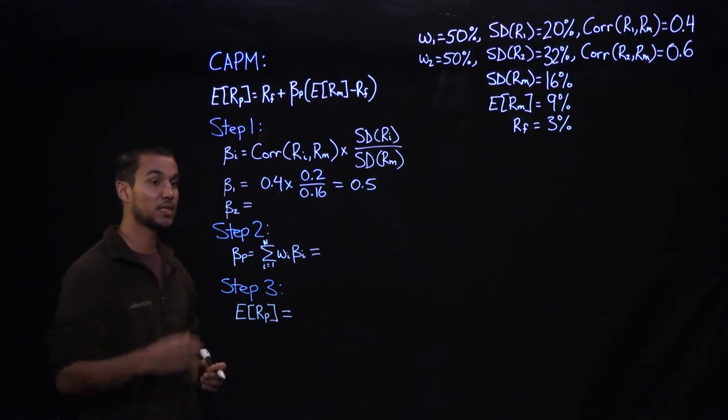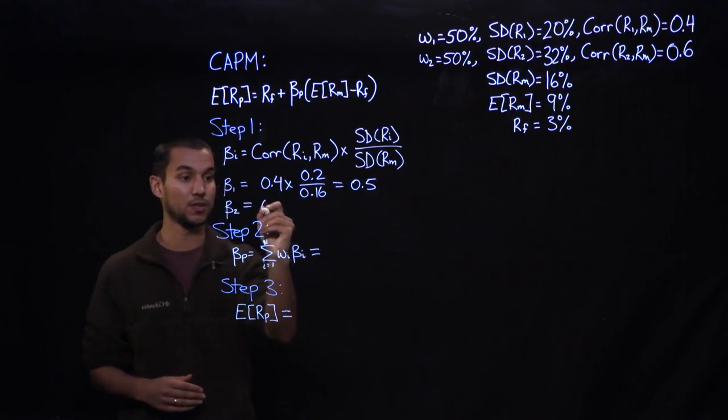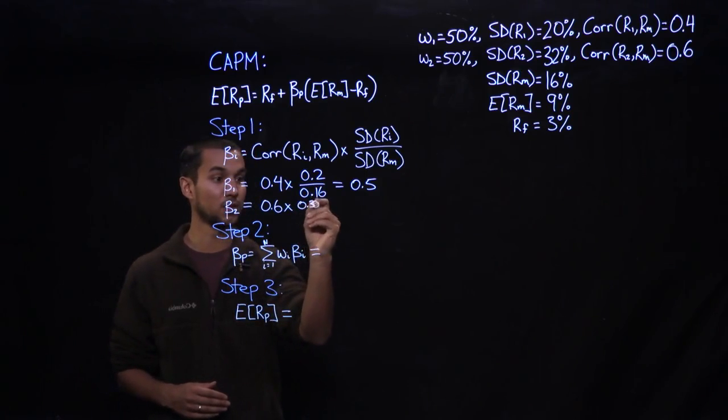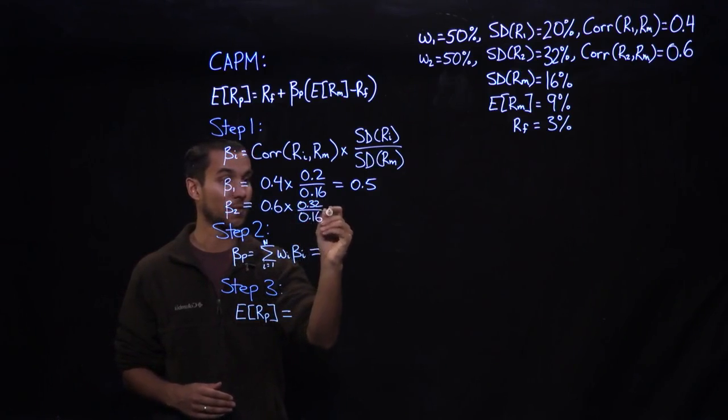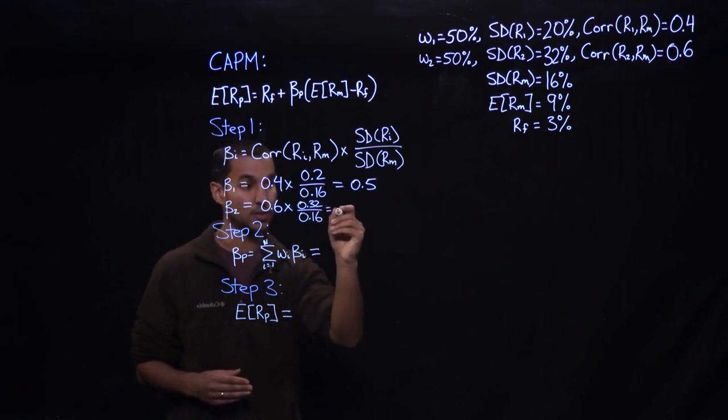We can do the same thing to calculate the beta of stock 2. Its correlation with the market is equal to 0.6. Its standard deviation is 32%, 0.32. And we divide it by the standard deviation of the market. This gives us a beta of 1.2.